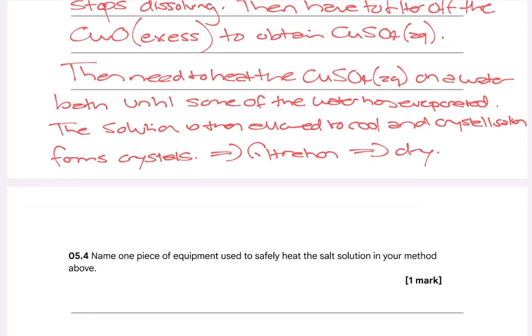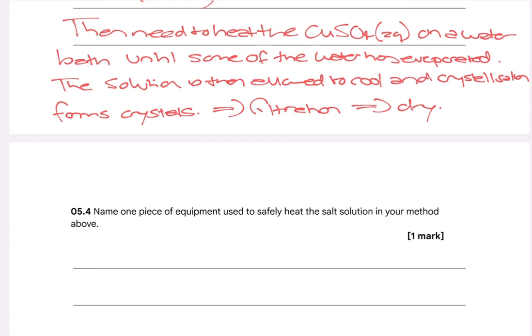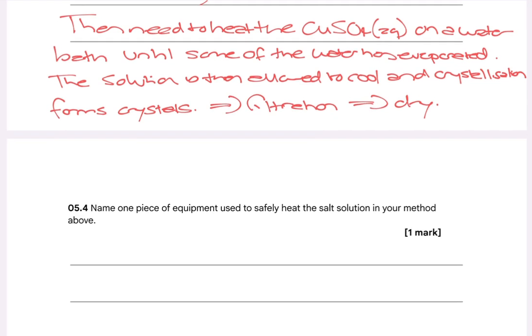Now, the next question in here, though, does ask us to name one piece of equipment that we would use to safely heat it. So, as we said, we were going to safely heat the salt solution. And so what we would want to do here is heat it with a Bunsen burner, I guess. And we could use a hot plate or something like that. But in order to do it safely, I think it's always useful to say Bunsen burner, but it'd be Bunsen burner via indirect heating.